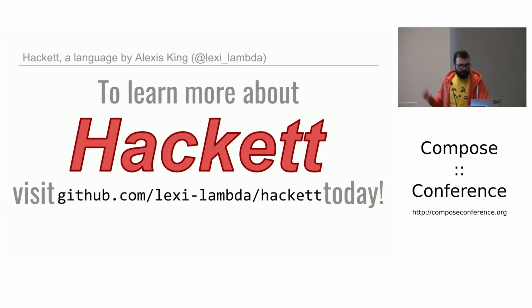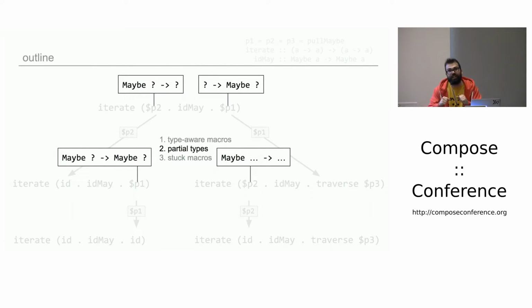Anyway, so that was about Hackett. If you want to know more about it, you can check it out on GitHub. You can also search in its issue tracker for my original proposal about stack macros. But for now, let's go back to partial types.